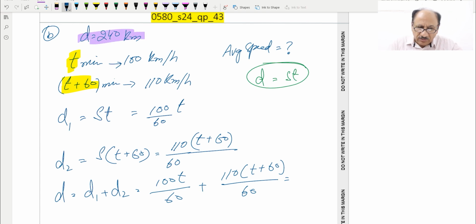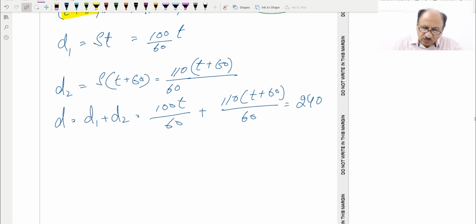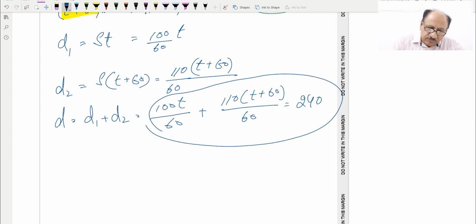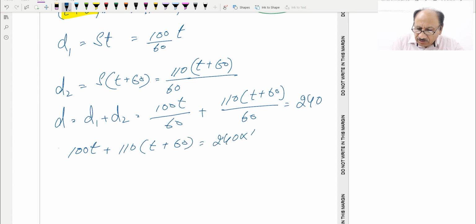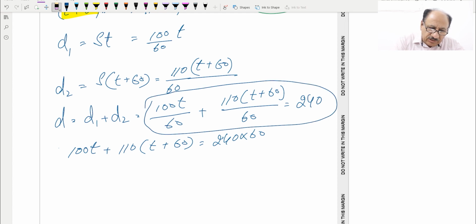So we can equate this to 240, and now we can simplify this equation. Basically, I'm just multiplying this whole equation by 60. So 100t plus 110 times t plus 60 will be equal to 240 multiplied by 60. So we multiplied the whole equation by 60 and we got this.